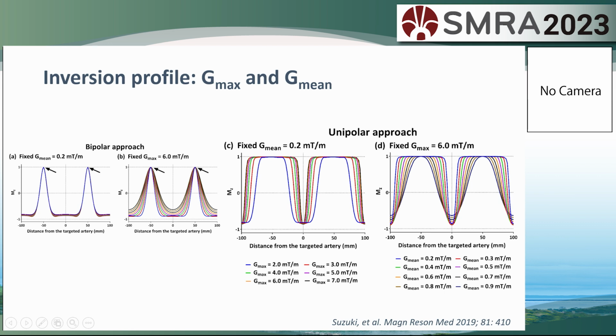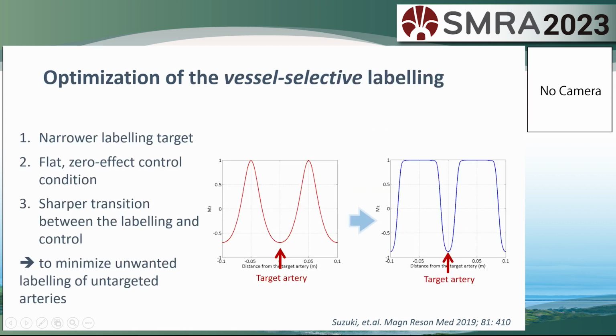Additionally, in the unipolar transverse gradients, as shown on the right-hand side, the shape of the inversion profile changes with the Picasso labeling parameters, particularly the maximum gradient and the mean gradient. It is important to optimize the shape of the inversion profile to achieve a narrow labeling target, a flat, zero-effect control condition, and a sharper transition between the labeling and the control to minimize unwanted labeling of untargeted arteries.